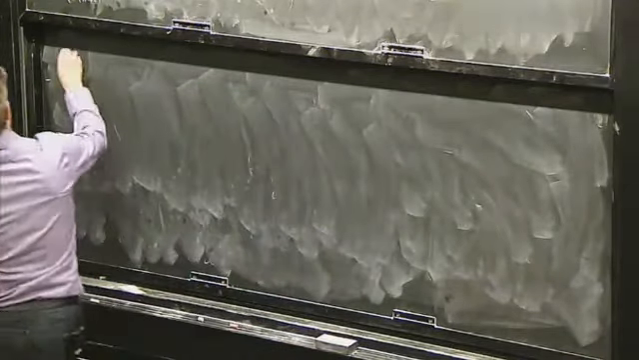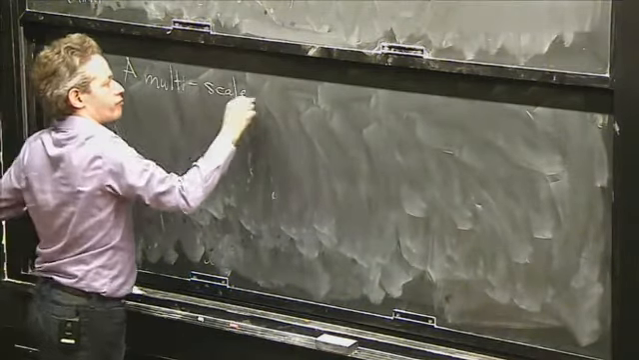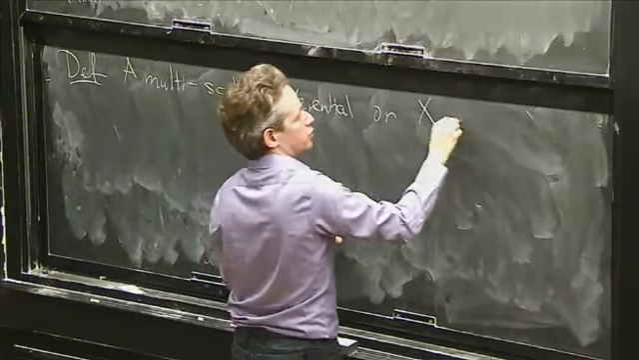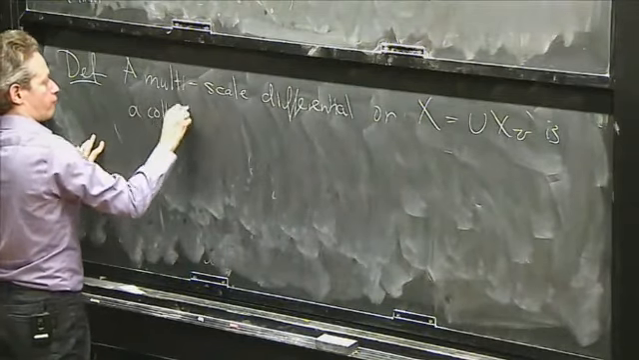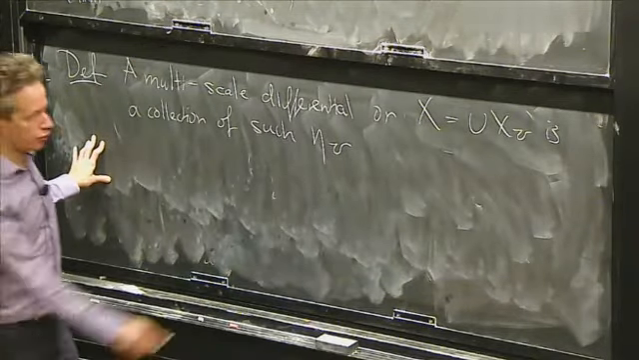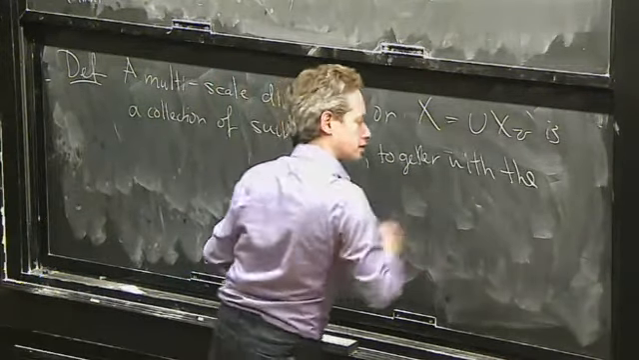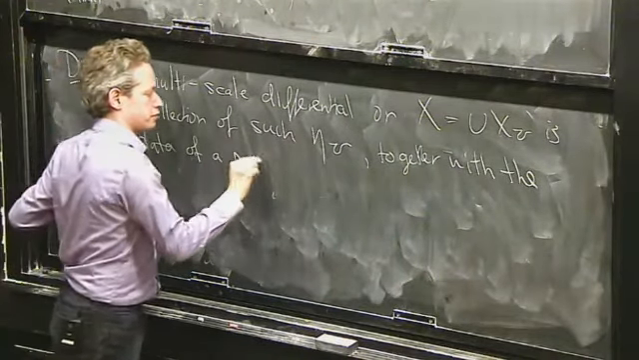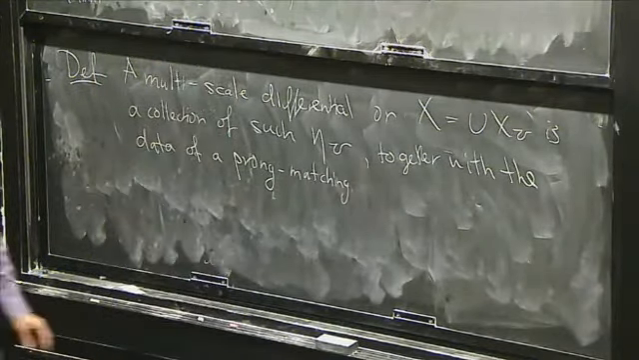Definition. A multi-scale differential on X, which is the union of its components, is just a collection of such scaled limits, together with one more piece of data that I'll describe in a couple of minutes, the data of a prong matching. Okay? We'll worry about prong matching in a second, or in 2 minutes rather.